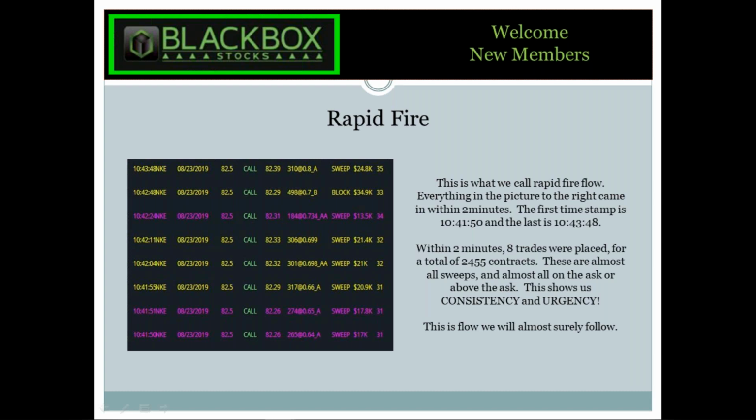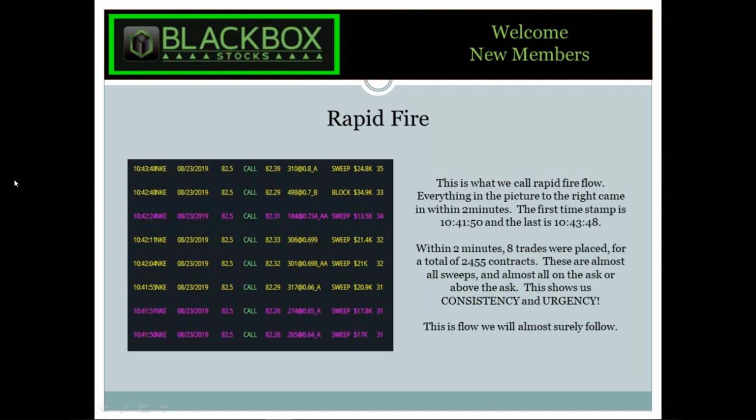Rapid fire is when something comes in within a really quick time frame. Boom, boom, boom, boom, boom. It's just back to back to back. It's hit, it's hit, it's hit. This is Nike. These are older graphics. So this expired 8/23. This was an $82.50 call. It's the same strike, same expiration, 10:41:50, 10:43:48. So this is a little bit less than 2 minutes. All of this comes in, boom, boom, boom. You can't help but notice this kind of flow.